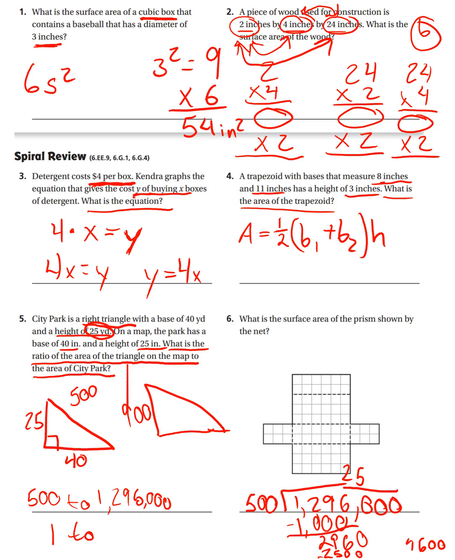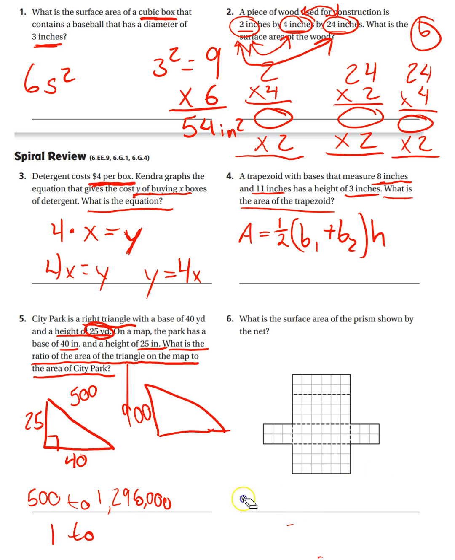What is the ratio of the area of the triangle on the map? Oh, Mr. Music, you fool. I know what I did. I forgot to cut this in half. So 6. Mr. Music. This was a tough problem, or at least, I mean, very time consuming for sure.